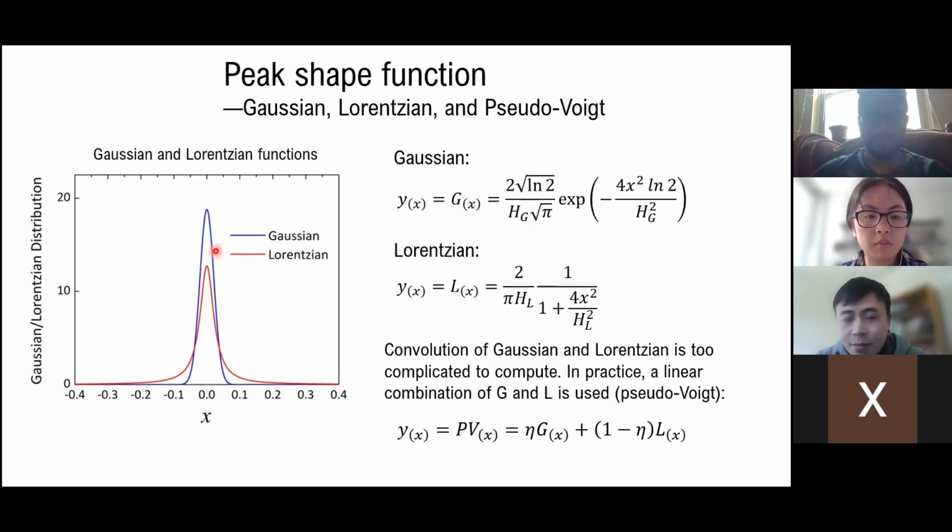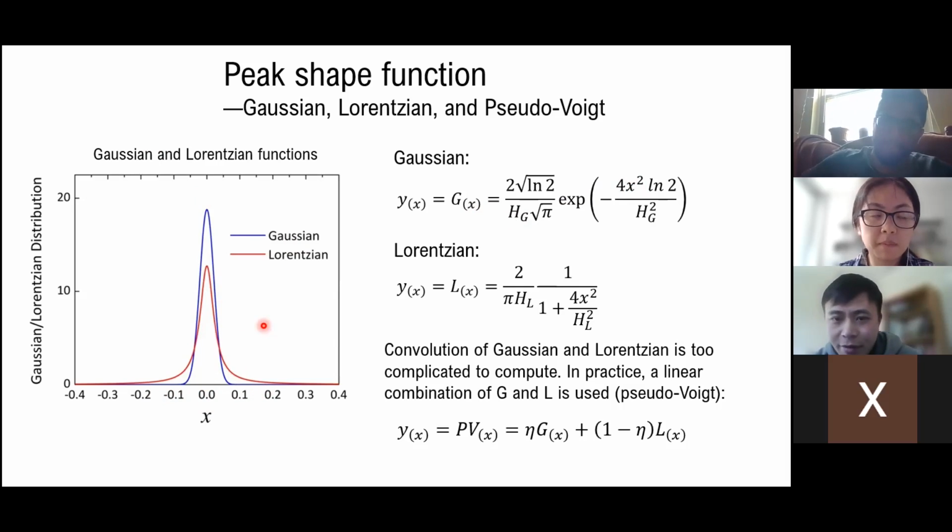As we see here, the Gaussian, the blue one, is pretty sharp. Gaussian peaks are very sharp, meaning that they have a sharp, abrupt increase at the equilibrium point, and then it decays very fast, right? So Gaussian peaks are sharp. That's the feature.